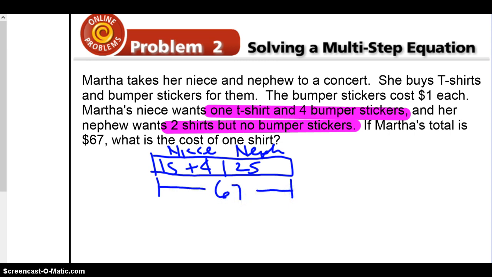67. Okay. So I can write an equation with this little picture. If pictures help, please, by all means, draw a picture. So here's what I've got. One shirt for the nephew, or for the niece, plus her 4 bumper stickers. And then the 2 shirts for the nephew. And altogether that equals 67.